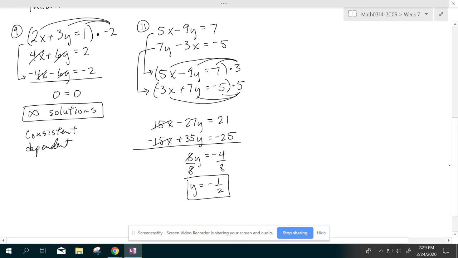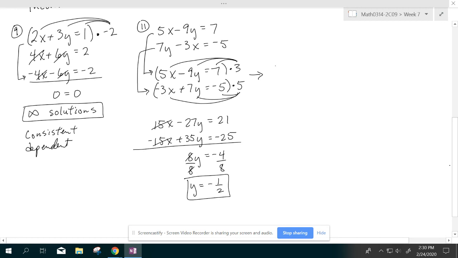Yuck. Do y'all see what I'm going to have to do next to solve for x? I'm going to have to plug in a half and work with it. Really? Do y'all see that? I'm going to have to plug in a fraction and have to work with fractions? I don't think so. I hate fractions bad enough that I'm not going to do that. I'm going to go back to here.